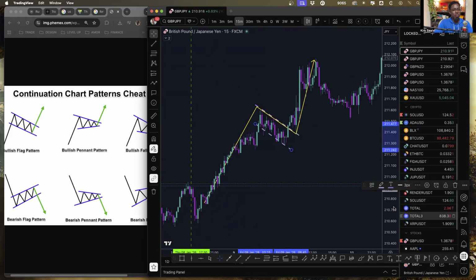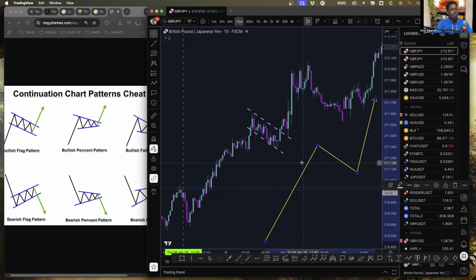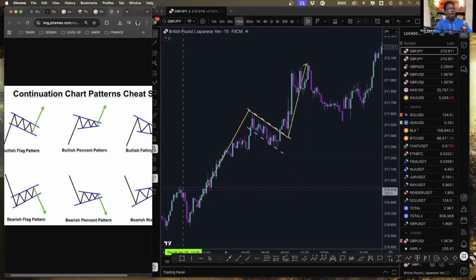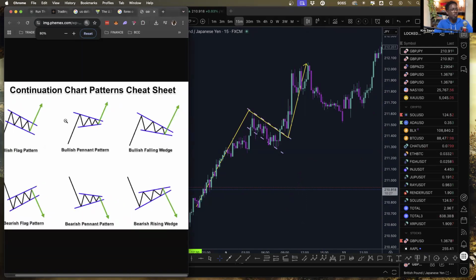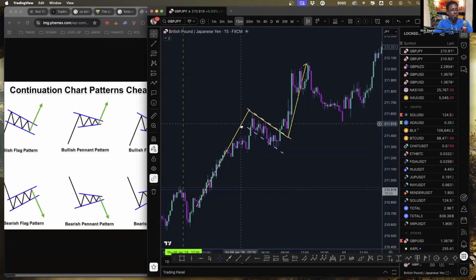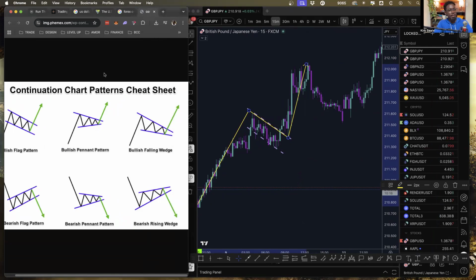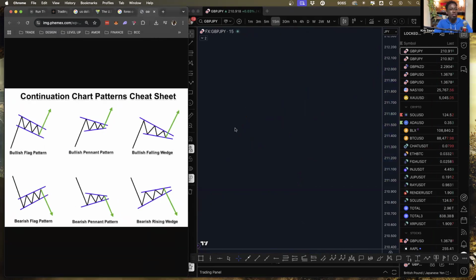And then we're going to answer some questions real quick. Based on what you see on the screen right now, which of the three patterns does this one look most like? Does it look like a bullish flag, a bullish pennant, or a bullish falling wedge?